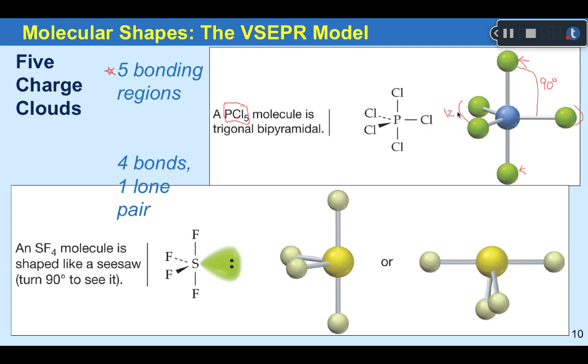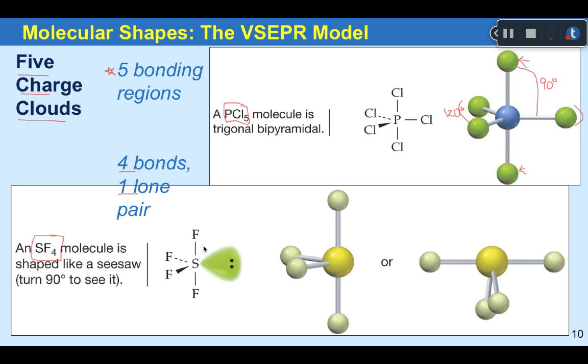So that's 120 on this side. Again, 3D drawings are a little bit funny to look at and not easy to draw, I agree. If you have something else, well, you could have 5 charge clouds total, but not all of them are bonding regions, just as we've seen with the other examples. One possibility then is 4 bonds and 1 lone pair. An example that has that is the sulfur tetrafluoride molecule that we perhaps discussed previously. Hope you might recall how to draw the electron dot structure.